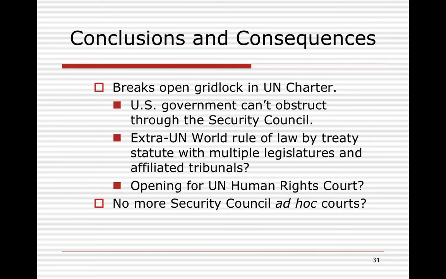So what is happening with regard to the ICC? So one, the ICC is starting to provide an alternative to address severe, grave, egregious international violations. So the role of the prosecutor can ameliorate the potential obstruction by the US, say, obstructing through the Security Council.